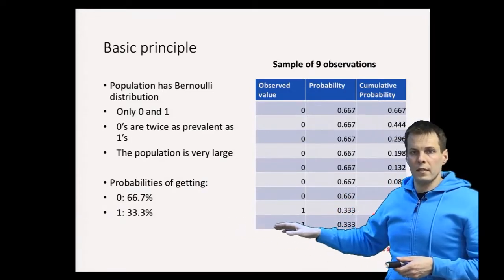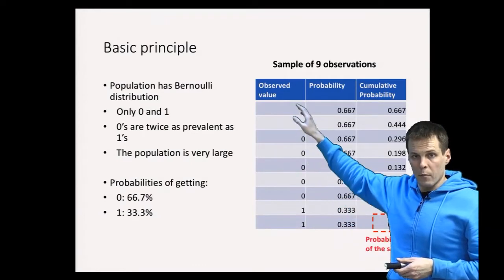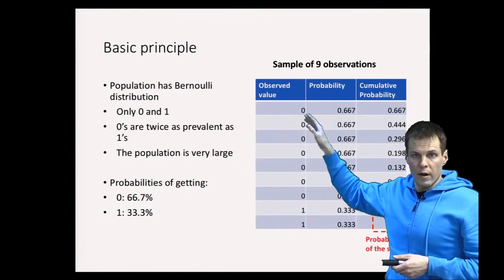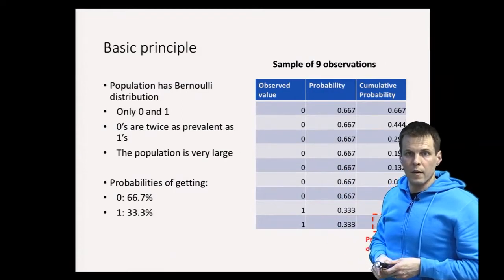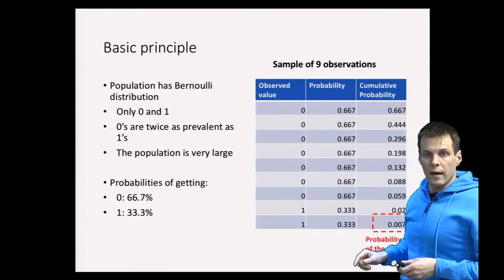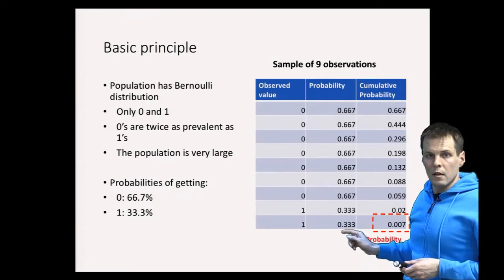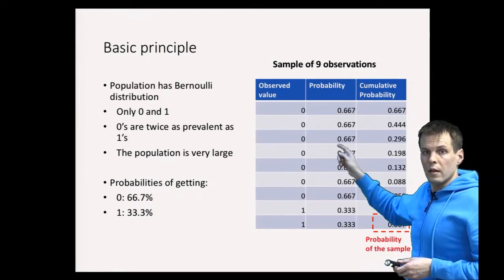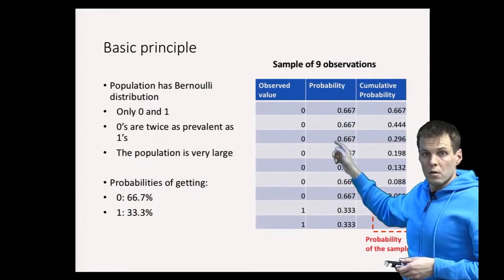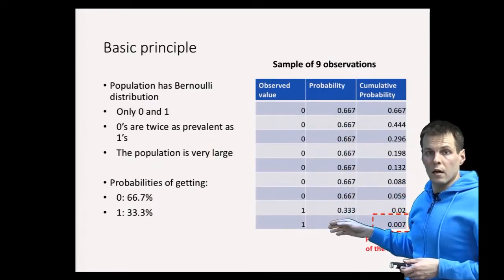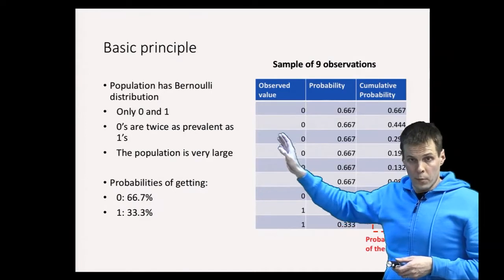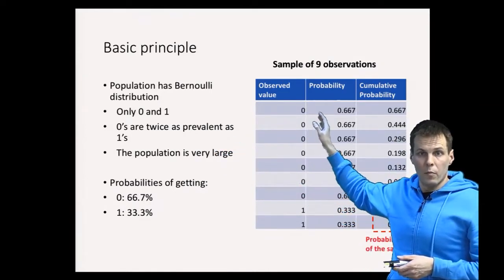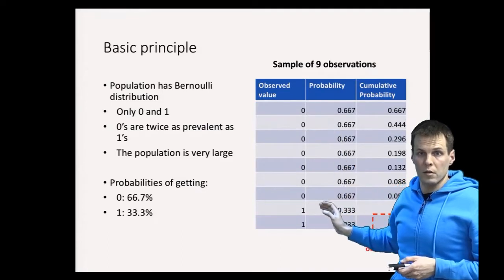So when we have this set of observed values that are sample, we have 7 zeros and 2 ones. They happen to be in this order by random. It doesn't have any significance or any meaning, and we calculate the probabilities. Then we calculate the total probability by multiplying all these individual probabilities together. So when we know what the population is, then we know the probabilities of getting particular values from that population.